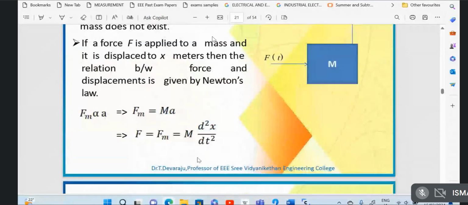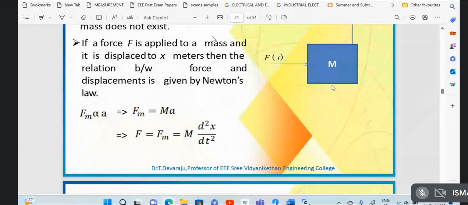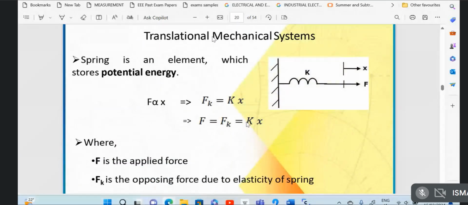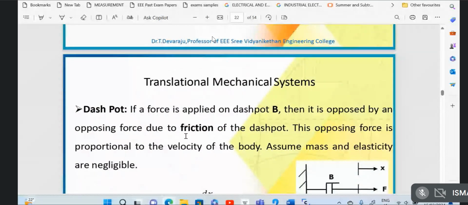So that is how we have talked about the modeling of the mass in terms of the distance it moves. If there's some object moving in a certain direction, this is the equation for that mass. And if there's a spring moving in a certain direction, this is the equation of that spring. What about the equation of a dashpot?